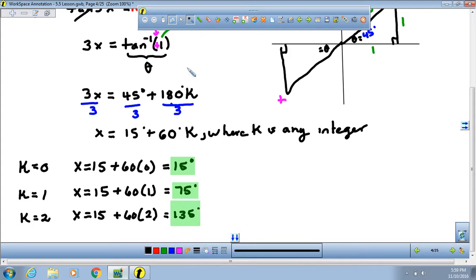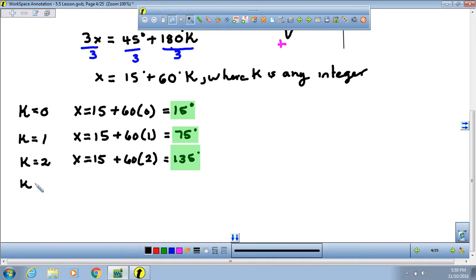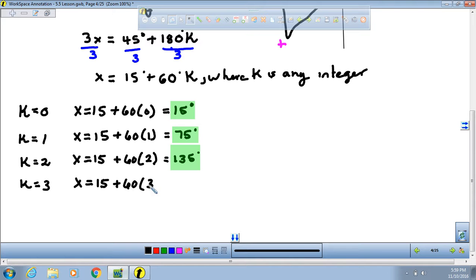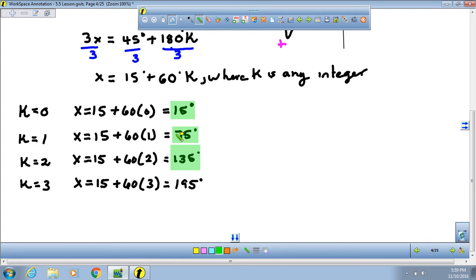Okay. Then let's go to the next one. So we're still in the range, right? So when k is equal to 3, we get x is equal to 15 plus 60 times 3. 60 times 3 is 180. 180 plus 15 is 195. Right? And that's the next one. Then we keep on going.